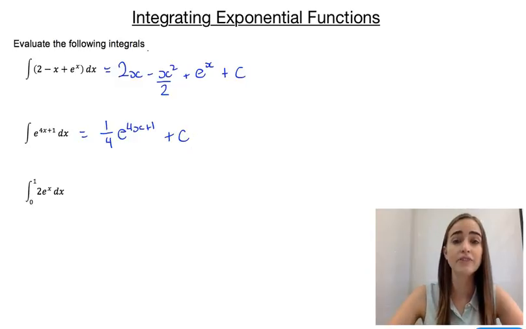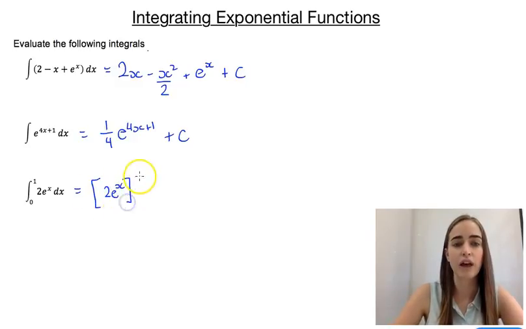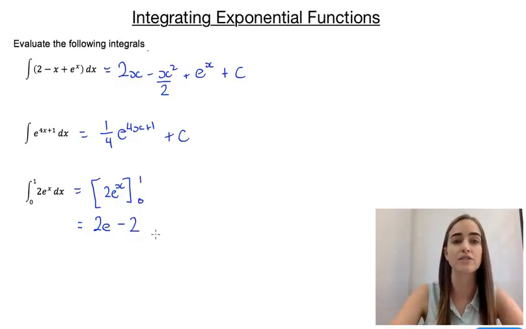Our next one is a definite integral. So integrate between 0 and 1, 2 e to the x dx. So integrating that, our 2 doesn't have any effect, so that's still just going to be 2 e to the x, but we've got our upper and lower bounds that we need to substitute in. So we would have 2e to the power of 1, which is just 2e, minus 2e to the power of 0, but e to the power of 0 is just 1, so we'll just end up with a minus 2.